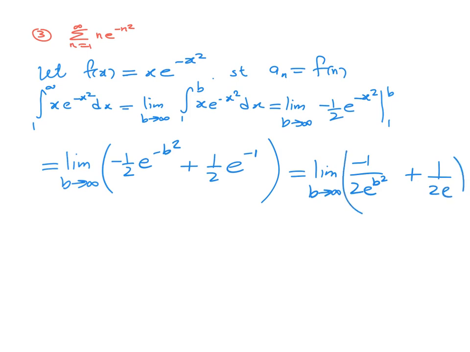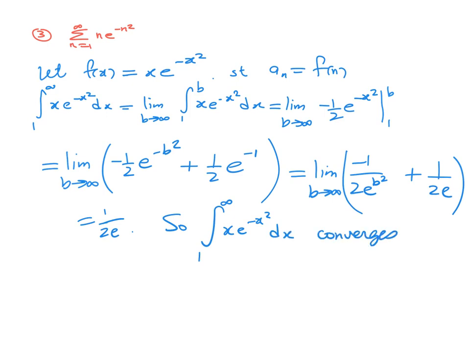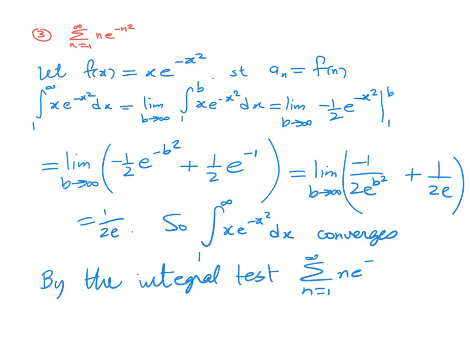And you'll notice again that here, if I let b go to infinity, e to the b squared is going to go to infinity, and that's going to turn into 0. This is 1 over 2e. So the integral from 1 to infinity of x e to the negative x squared dx converges. And so by the integral test, I know now that the series converges. And that was what we were trying to do.